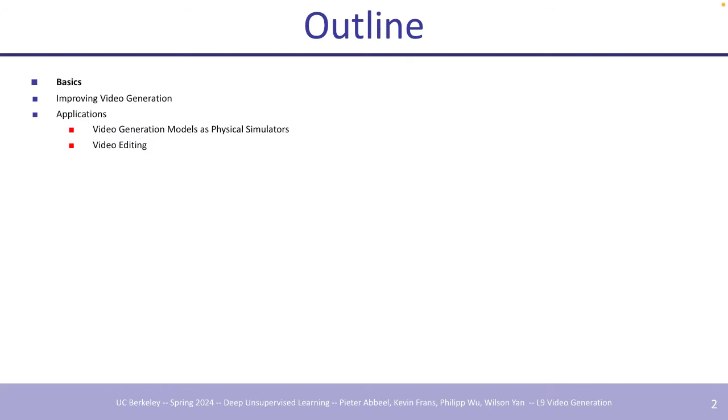So, brief outline: some basics, some general things of how you can improve future work of video generation, and then more applications around using a video generation model as a simulator, and also potentially using it for video editing, which are probably the two main applications of these models that are most relevant today, and the reason why people are potentially interested in this area at all.